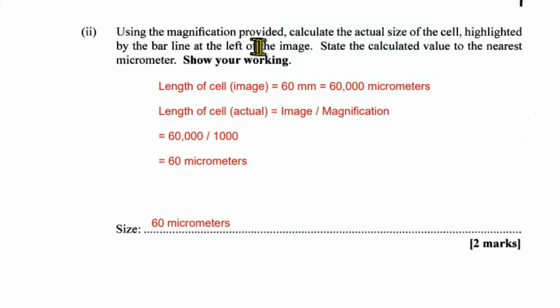Part 2, using the magnification provided, calculate the actual size of the cell, highlighted by the bar line at the left of the image. State the calculated value to the nearest micrometer. Show your working. So if you measure the length of the image going up, you'll actually get 60 millimeters, which is 60,000 micrometers. The length of the cell will be the image divided by the magnification, and the magnification, if you remember, was 1,000. So 60,000 micrometers divided by 1,000 is 60 micrometers, and that is your answer there.